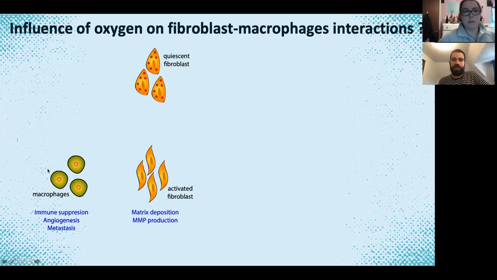And macrophages, on the other hand, also have a super important role because they're implicated in immune suppression. I'm pretty sure that you heard in the news about immunotherapy and using immunology to treat cancer. That's where macrophages are really important. And they're also implicated in metastasis and angiogenesis.